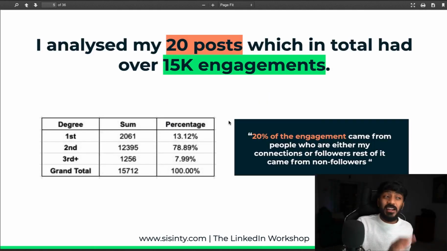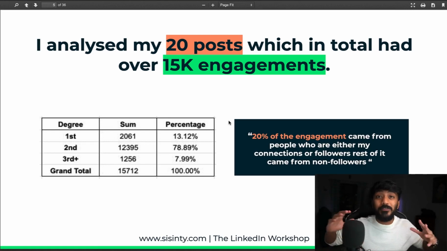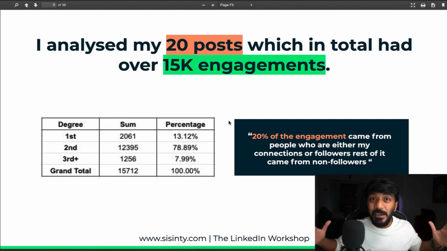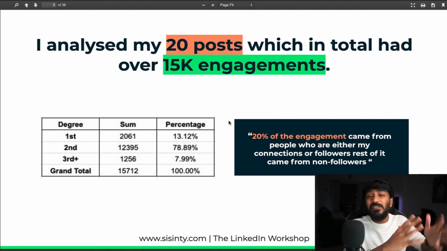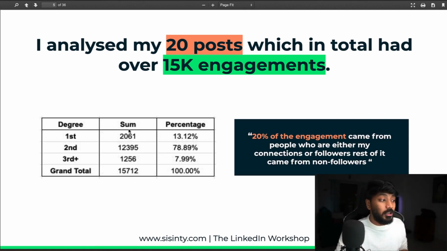So, I analyzed 20 of my posts in total, which had over 15,000 engagements. What do I mean by engagements? Likes, comments, shares, everything around that. They are called engagements. So you can see the summary here. For first degree connections, the total engagements were 2,061. That is 13% coming from my first degree engagement. What is first degree engagement? People I'm directly connected with. They are friends with me on LinkedIn.